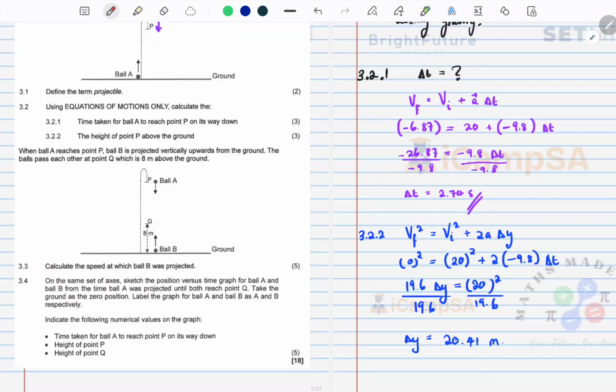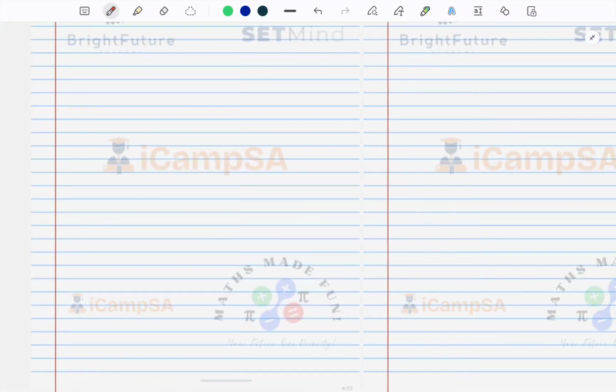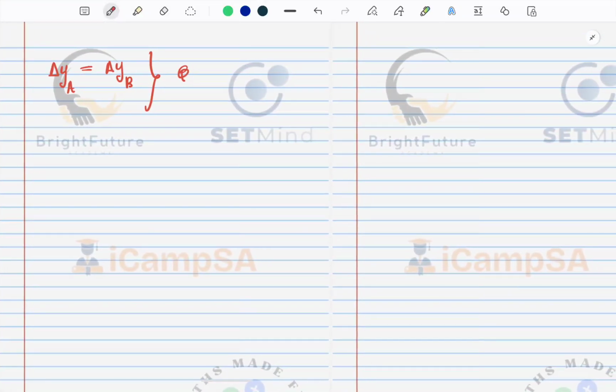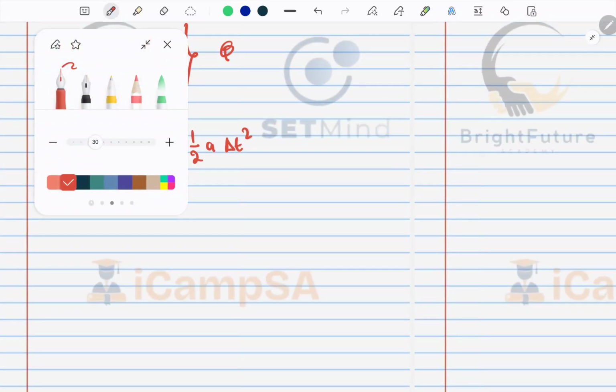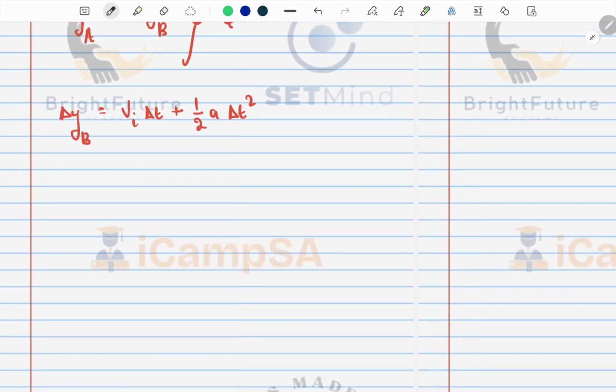Once you've got this, you've got the time, which is 0.75. You can then go check for B. So we can say delta y for B is equal to VI delta t plus 1 over 2 a delta t squared. Now we've got the time. What are we looking for? We're looking for VI. VI is what we don't have. And then what is your delta y here? In this case, we are going upwards. Ball B is going upwards.